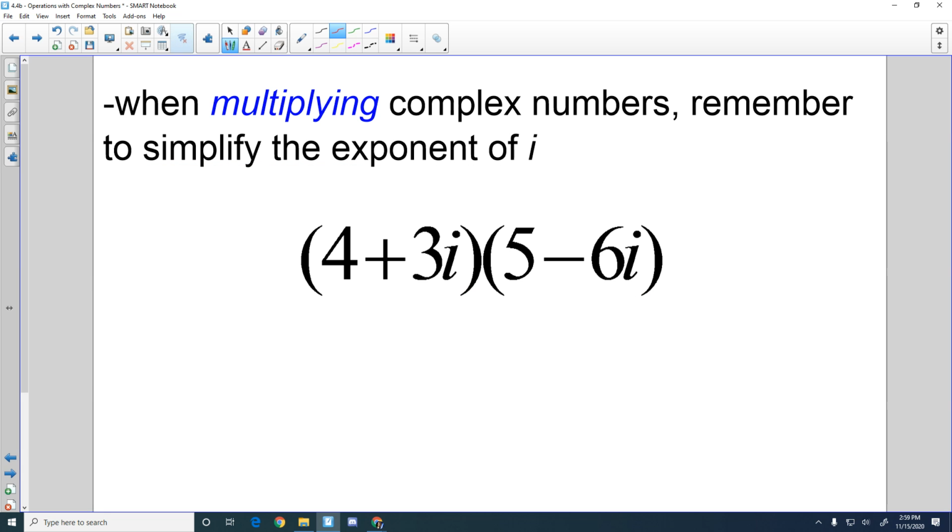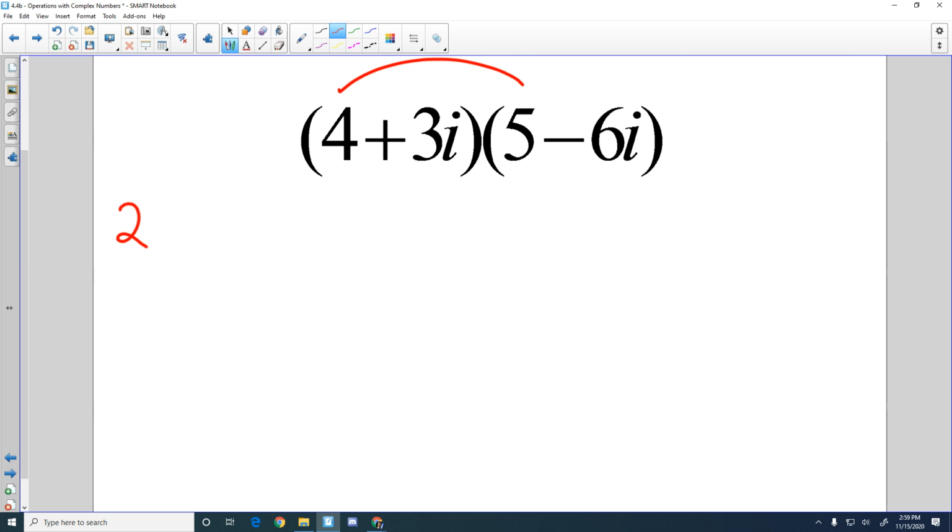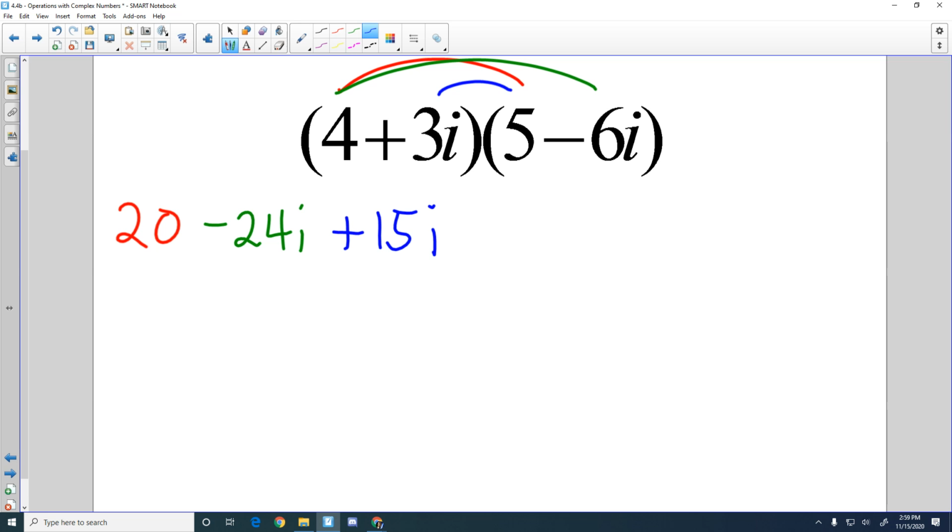So let's work this one out. First, 4 times 5 is simply going to be 20. Nice and easy. Then I take 4 times negative 6i, and, well, this is being multiplied. So 4 times negative 6 is just a negative 24, and the i comes along for the ride. Now we have to distribute the 3i. Well, 3i times 5 is just 15i. And now the last part, we've got 3i times negative 6i. So first off, 3 times negative 6 gives us a negative 18.